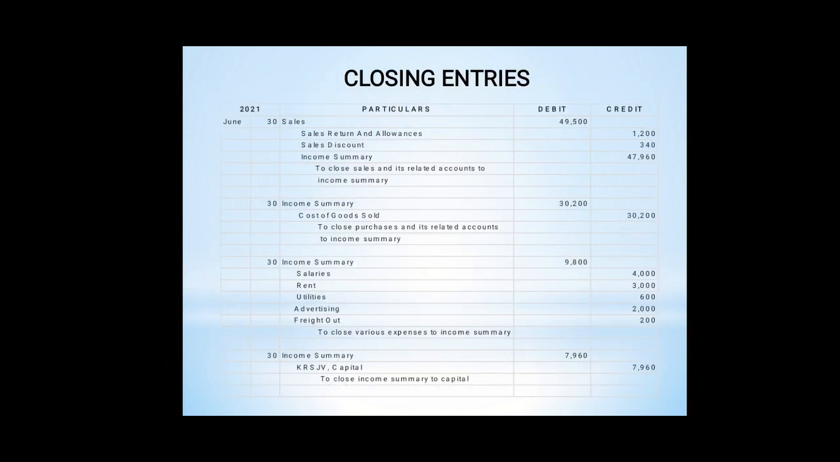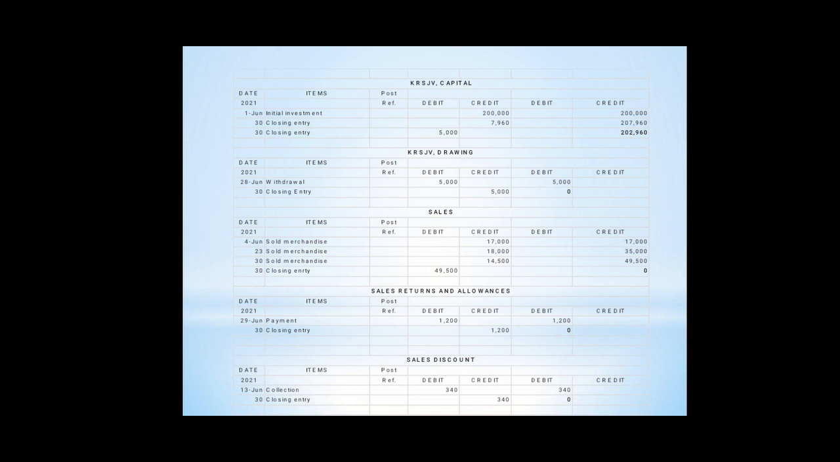Any balance in the owner's drawing account is closed to the owner's capital. Note that if the income summary account has a credit balance, then there is a profit. But if the income summary account has a debit balance, there is a loss. After making closing entries, you will post them back in your ledger, and this will be the form of your ledger after posting. So you see that there are closing entry transactions.